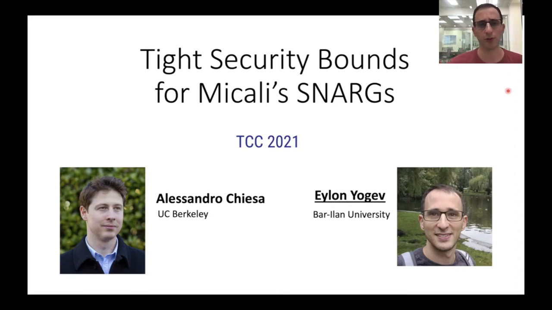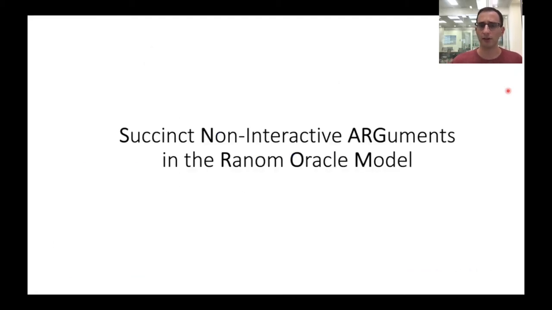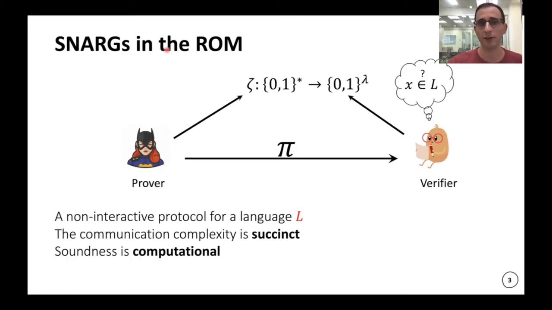This is joint work with Alessandro Chiesa, and this talk is about tight security bounds for Micali's SNARGs. I'll start with a brief overview of what SNARGs, succinct non-interactive arguments, are in the random oracle model.